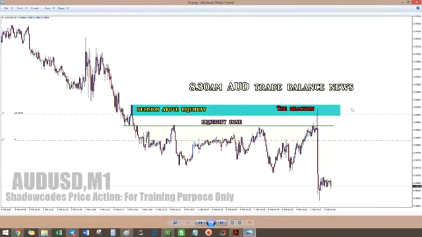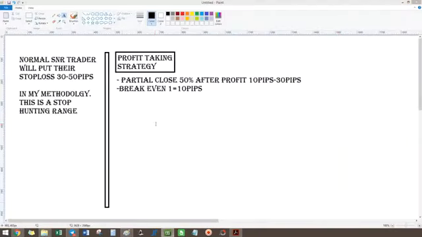I was expecting price to go to this decision, because over here got a liquidity, over here got a compression, and then over here got a decision above the liquidity zone. So we need to learn the basics first.